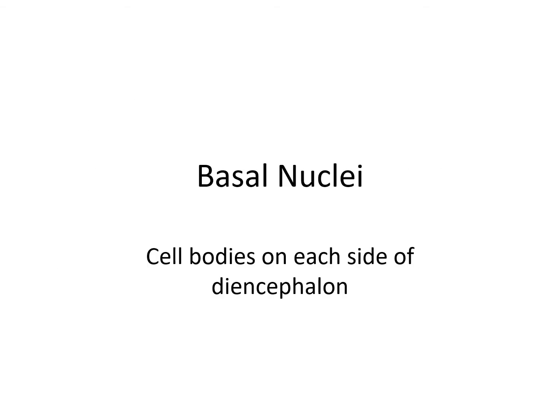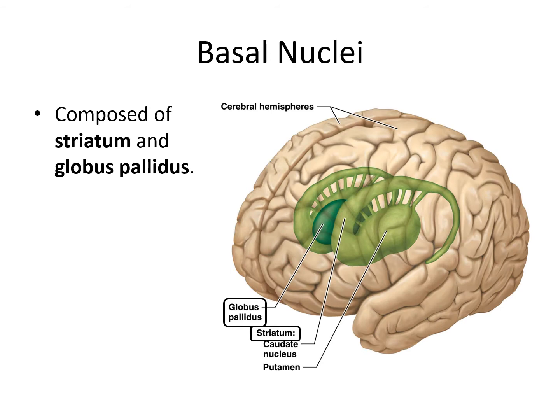Let's start with the basal nuclei. Now, if you remember the definition of the nuclei, these are cell bodies within the central nervous system. And the basal nuclei are on each side of the diencephalon. Here is showing the basal nuclei. There are many different structures within the basal nuclei, but we're just going to name 2 of them. One is called the striatum, which is right here, and the globus pallidus, which is right here.